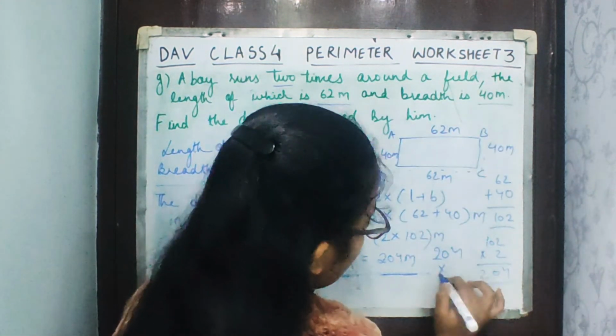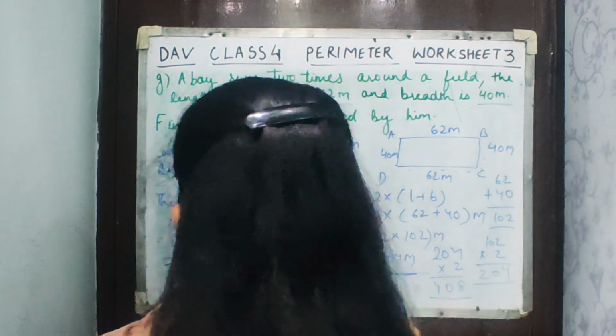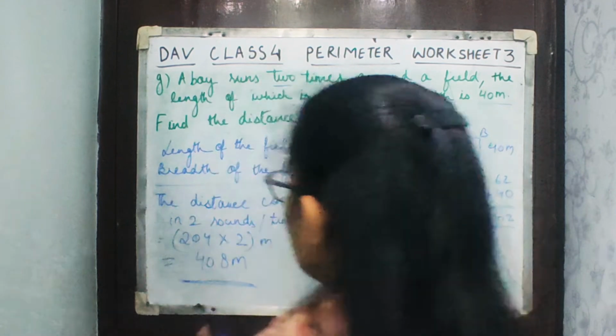So 204 into 2 is what? 2 4s are 8, 2 2s are 4. So our answer will be what? 408 meter. This is our final answer.